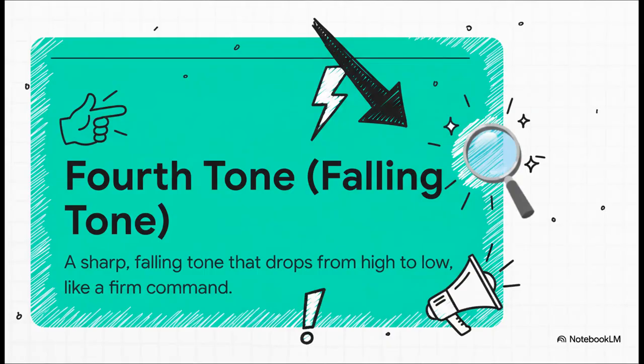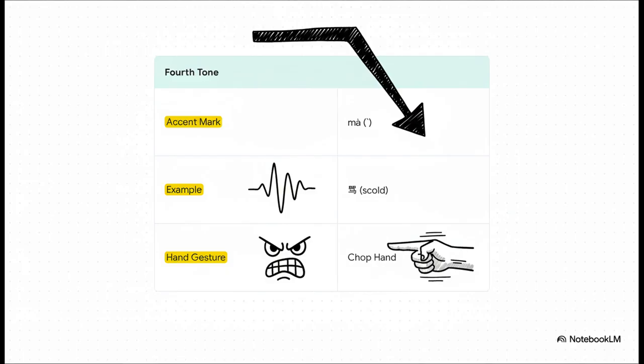And last but not least, the fourth tone. This one is sharp, fast, and definite. It starts high and just drops. Pow. Think of how you sound when you give a short, firm command, like stop or hey. It's got a lot of energy to it. The accent mark shows you exactly what to do, a sharp, downward stroke. And that gives us ma, which means to scold. Which totally makes sense, right? It has that firm, commanding sound to it. For the hand gesture, just think of a quick, clean karate chop motion, straight down.